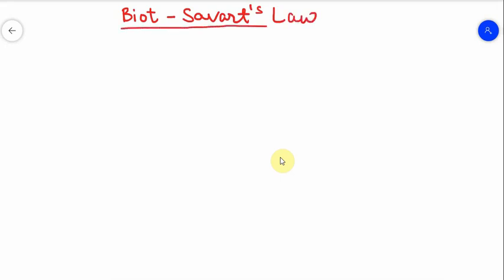Okay. So the first topic is Biot-Savart's law. So you might be familiar with this law because you might have studied this in the earlier class, but we will discuss it again and see the applications in determining the magnetic field intensity.